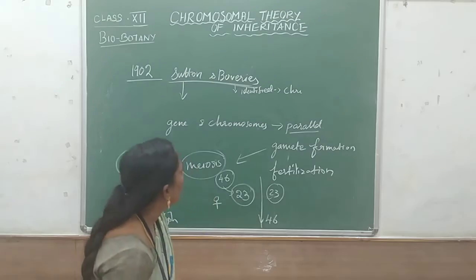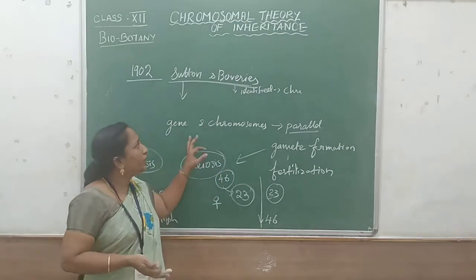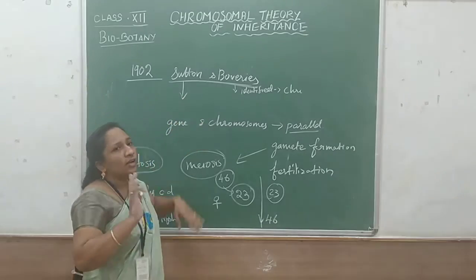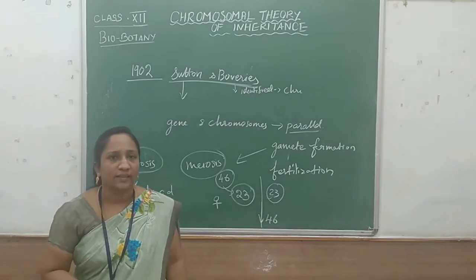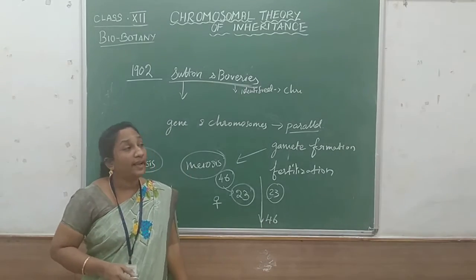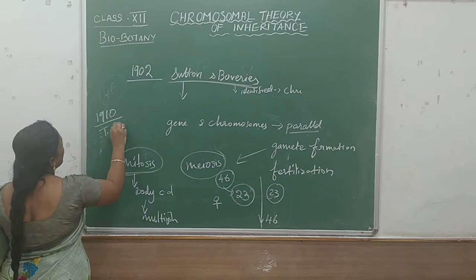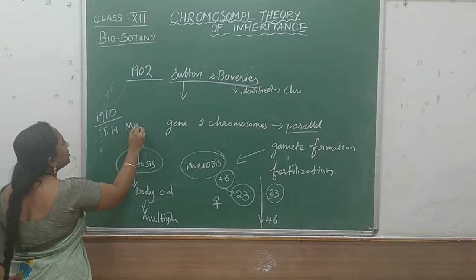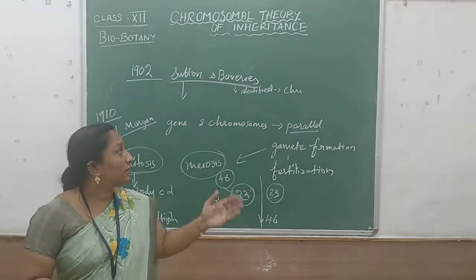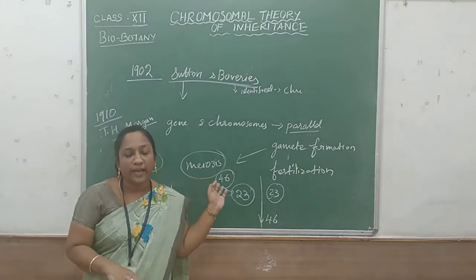So Sutton and Boveri mainly gave evidence supporting Mendel's concept, though this was also not accepted by most scientists. And one more scientist is there, T.H. Morgan, Thomas Hunt Morgan, in 1910. He again proved that what Sutton and Boveri said is correct by doing an experiment using Drosophila.